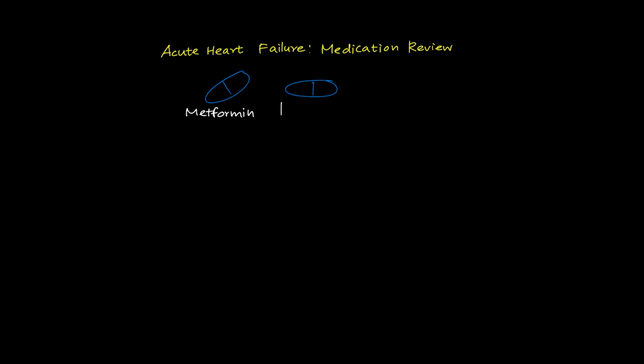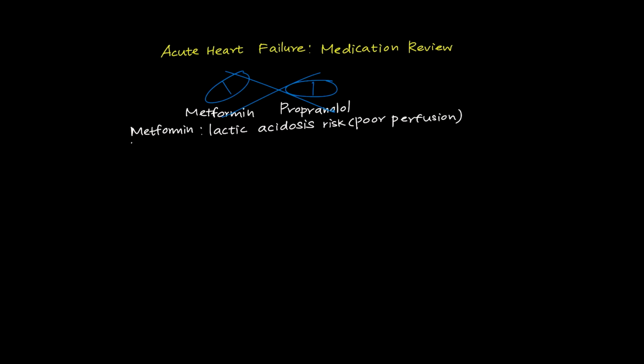Lactic acidosis risk shoots up when perfusion drops, but propranolol is also a problem here. Propranolol is a beta blocker, and beta blockers reduce cardiac contractility. In stable chronic heart failure, certain beta blockers are actually beneficial. But during acute decompensation, when the heart is struggling to pump effectively, reducing contractility further is the last thing you want. It can push the client into cardiogenic shock.